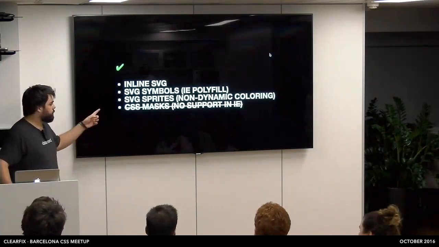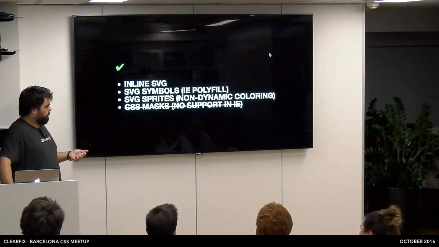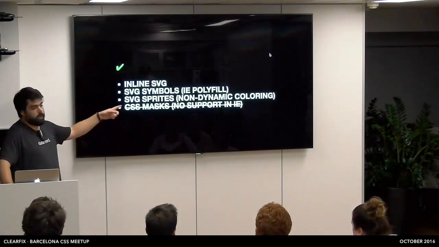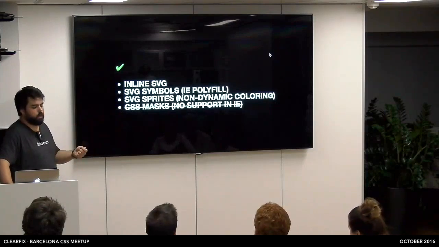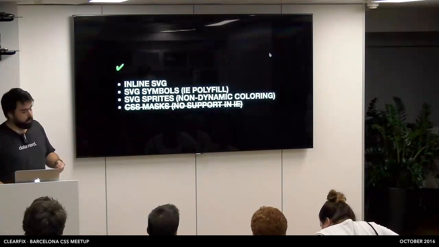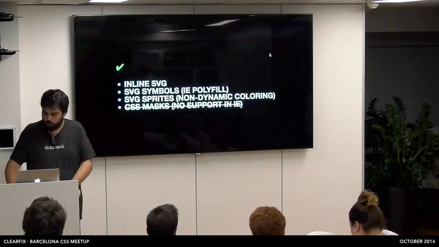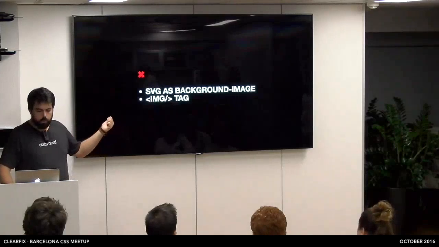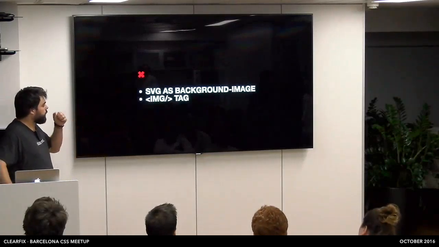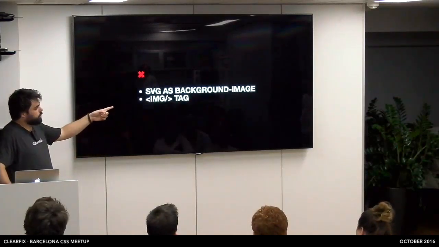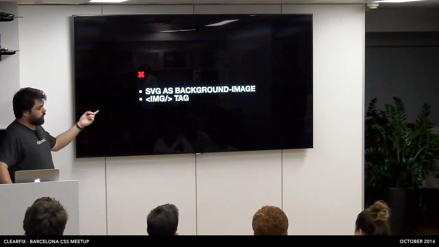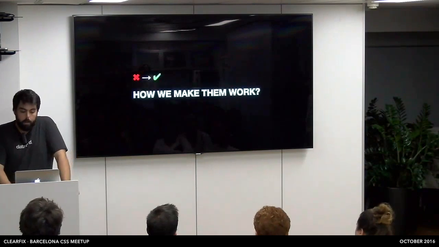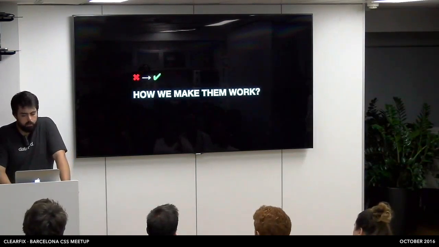Then we have SVG sprites, which is nice because we can scale them. We can change colors, but non-dynamically and not at runtime. We need to define the colors before using them. And then we have CSS masks, which are not supported in Explorer. So we have seen that we can't change the color when the SVG is used as a background image. We cannot change the color when the SVG is used as an image tag. But is that true? How can we make them work?